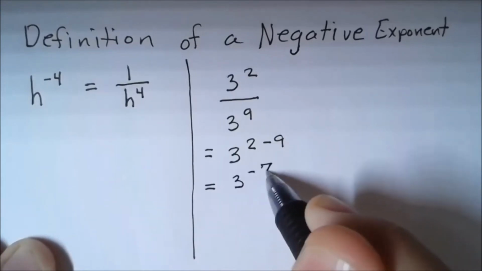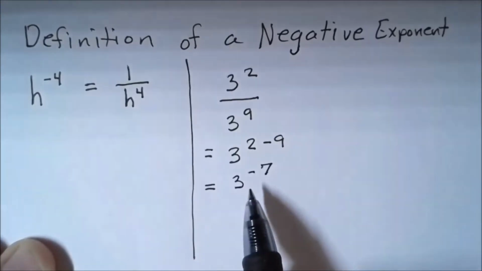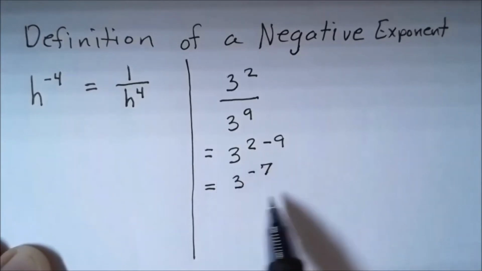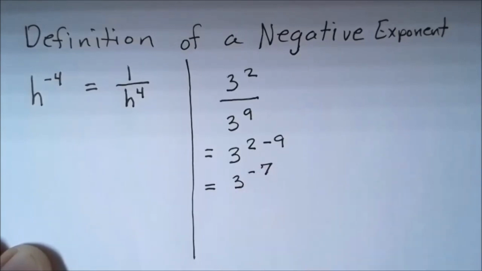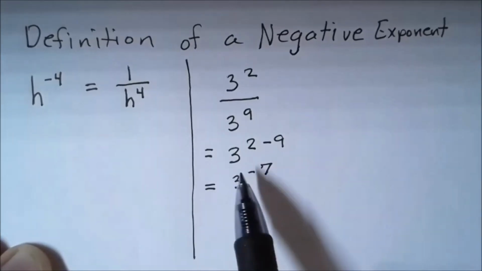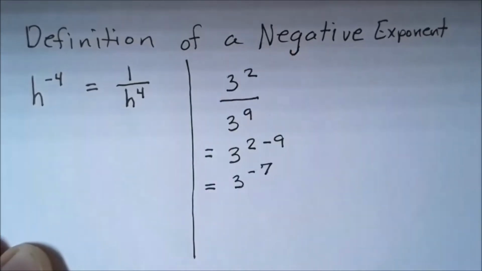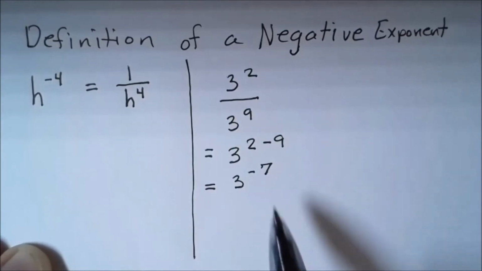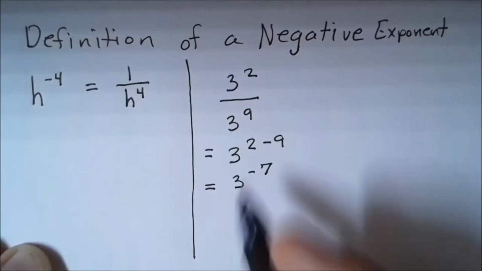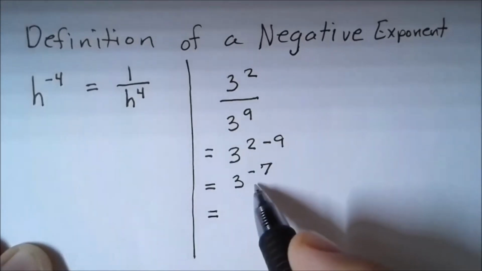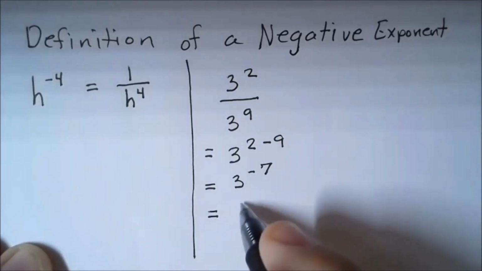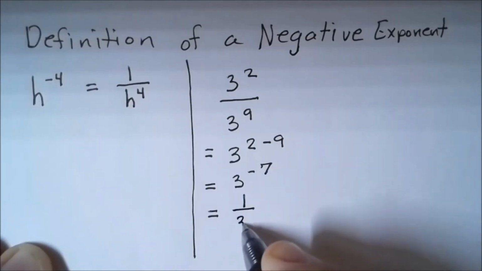Well, now this can't be a final answer. And on the test, sometimes they'll let you pick this as a final answer when they're testing you, and you'll get it wrong because you have to have it as a positive value. So this is where this definition of a negative exponent rule, we need to take into account. We need to make this a positive exponent. So we're going to use that idea. We're going to change it. Instead of 3 to the power of negative 7, it's going to be 1 over 3 to the power of positive 7. Now, we're almost done.